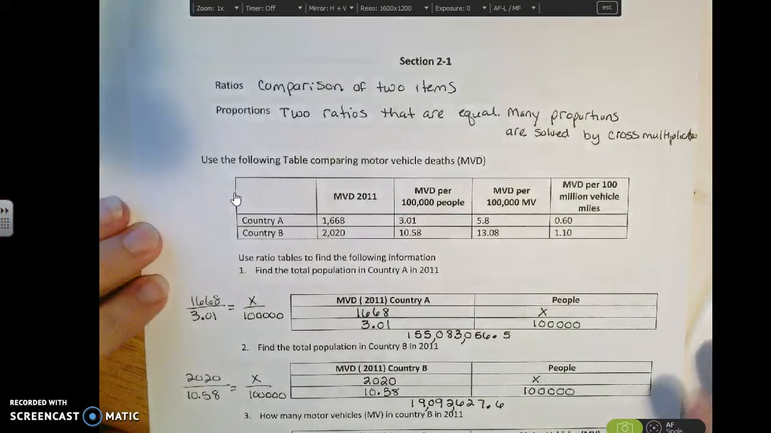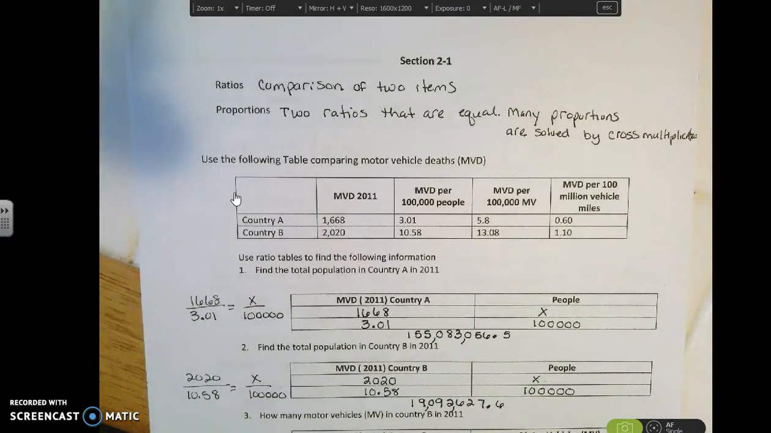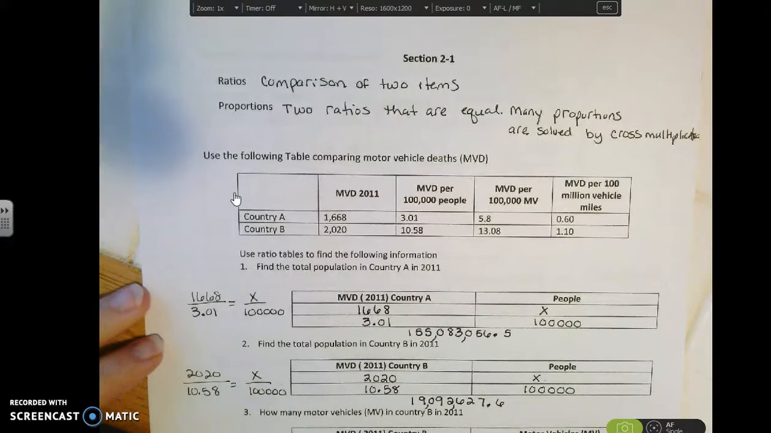Alright, so today we're going to look at Section 2.1. Section 2.1 is talking about comparisons. It's talking about ratios and proportions. So ratios are just simply comparisons of two items, like you can compare boys to girls. We talked about this in some earlier notes also.